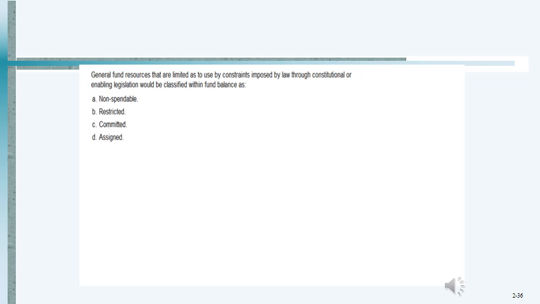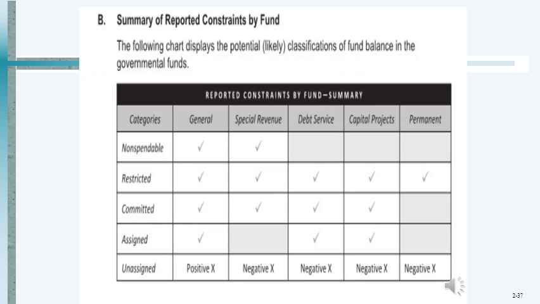Okay, let's look at another question here, and we have money that has been constrained by law through the enabling legislation. That money is going to be restricted. Okay, so a couple practice problems for us there. Okay, good. And then we give you a summary here, and the key thing is down here in this last box, where we just remind you that only the general fund will have a positive unassigned fund balance. That's limited to the general fund.